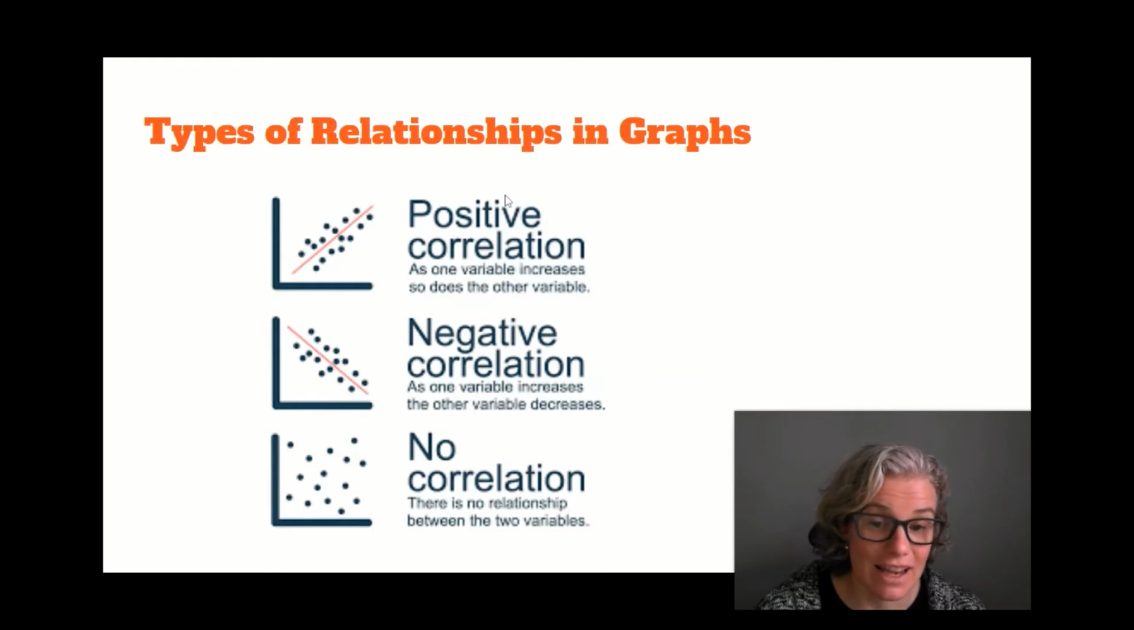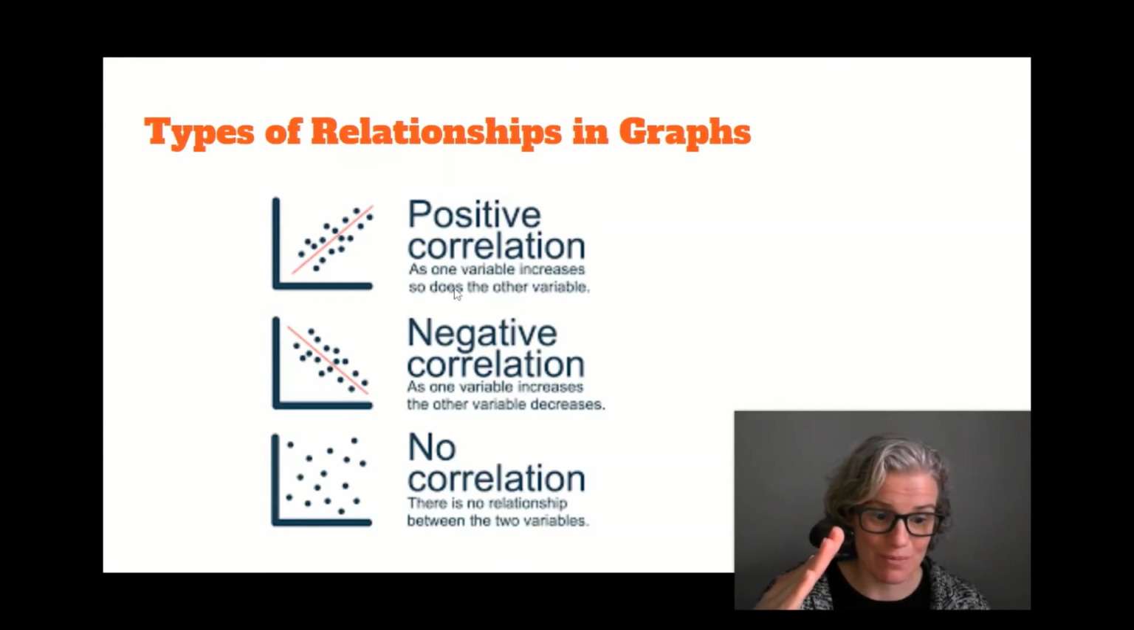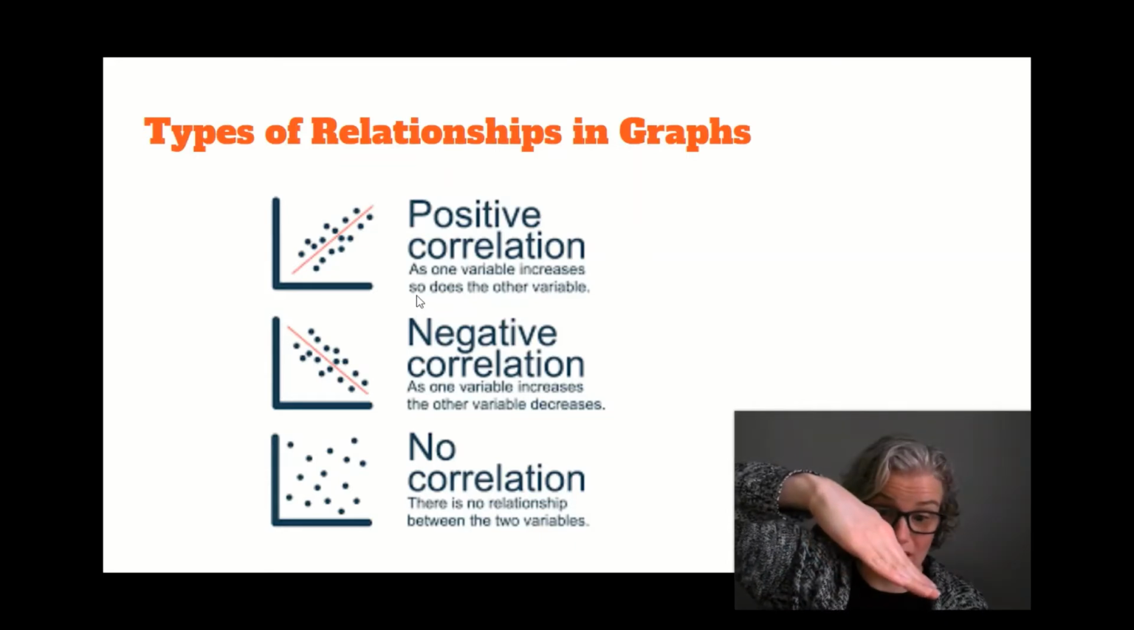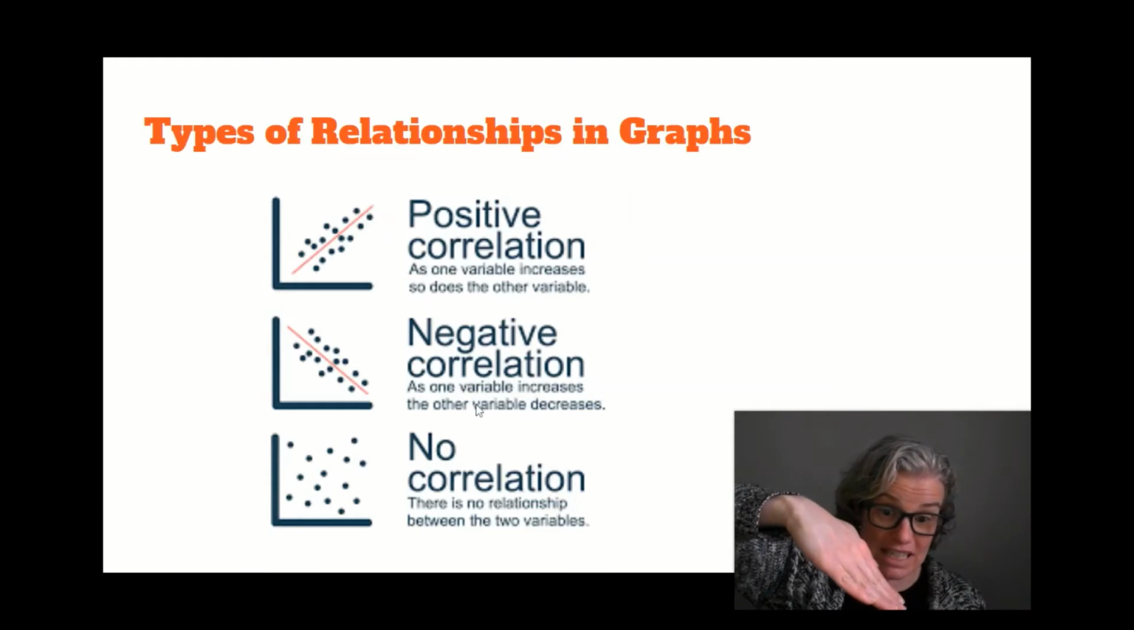All right, and then here's the general idea with the slopes: if it's sloped like that, we call it a positive correlation. And what that means is that as one variable increases, so does the other variable. We'll look at some examples later. Here's a negative correlation. As one variable increases, the other variable decreases.